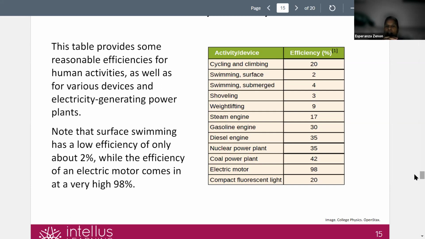Look at the efficiency of a gasoline engine versus an electric engine or electric motor. Electric motors are 98% efficient. That's why we want to move to electric cars as opposed to gasoline powered cars.